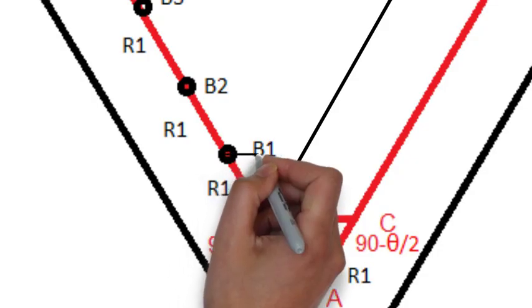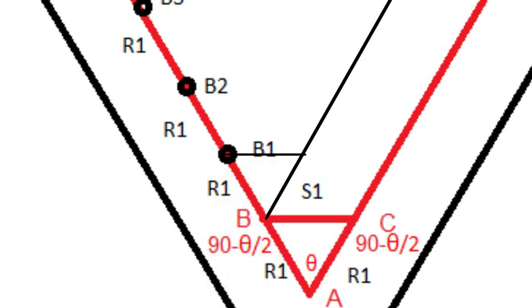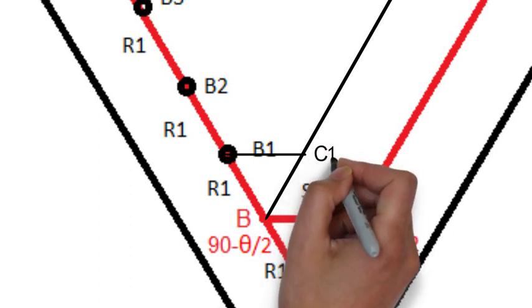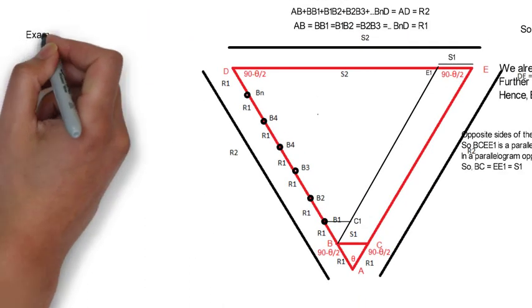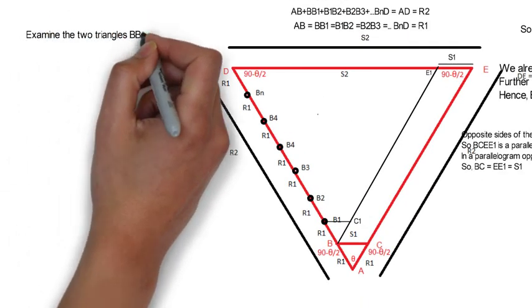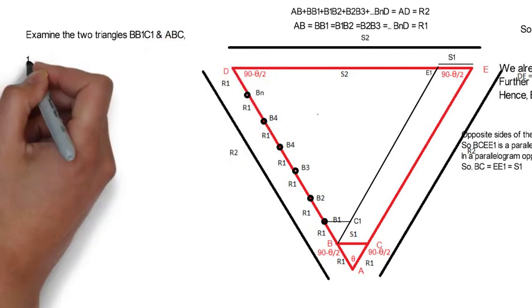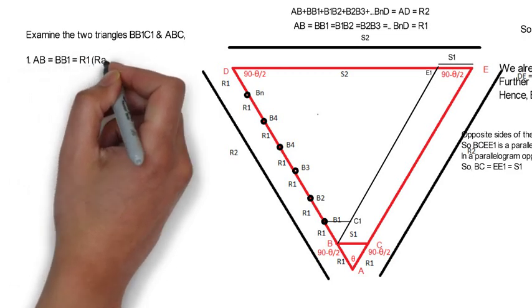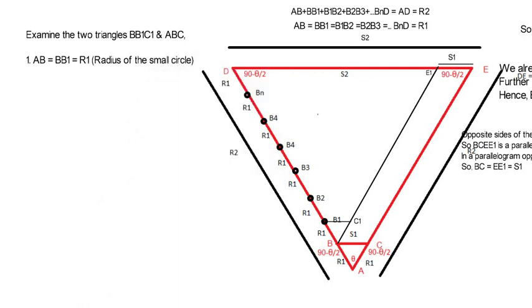Now draw a line parallel to BC from B1. Let this line cut the line BE1 at C1. So a new triangle B1BC1 has been formed. When we closely examine this new triangle B1BC1 and triangle ABC, we can observe three things. First, the lengths of AB and BB1 are equal to R1 because we have drawn BB1 as equal to AB.